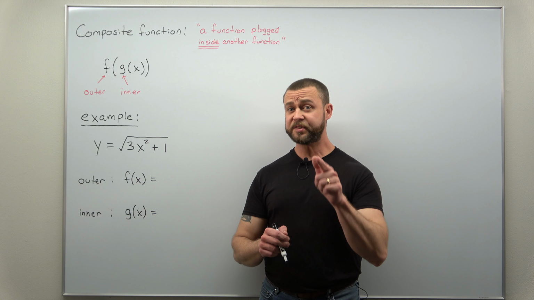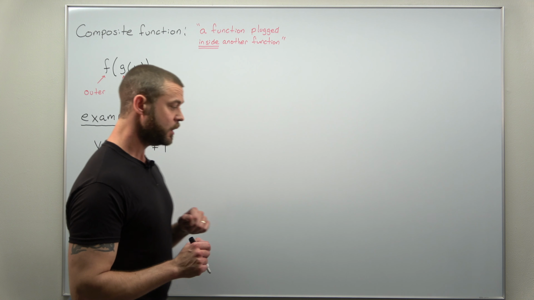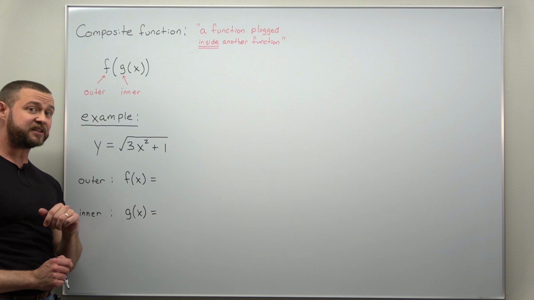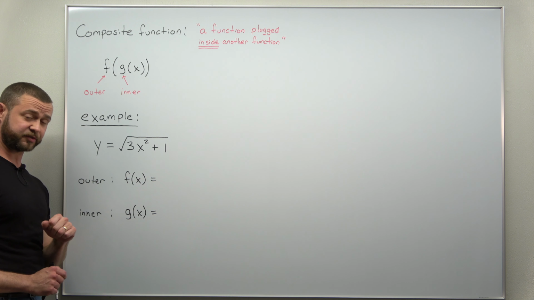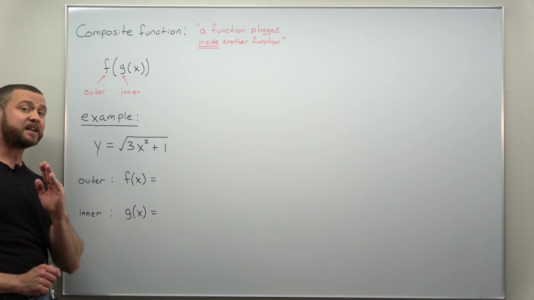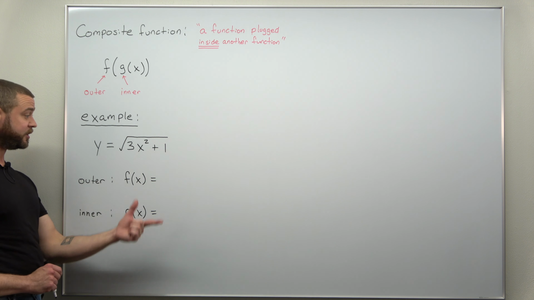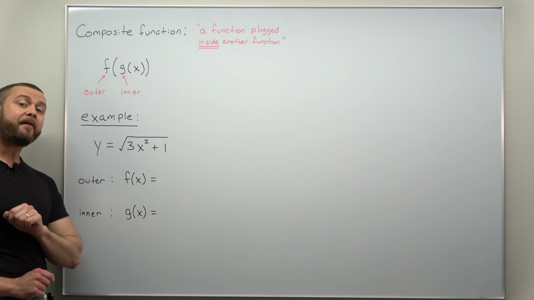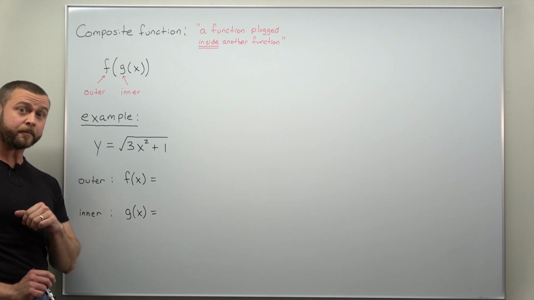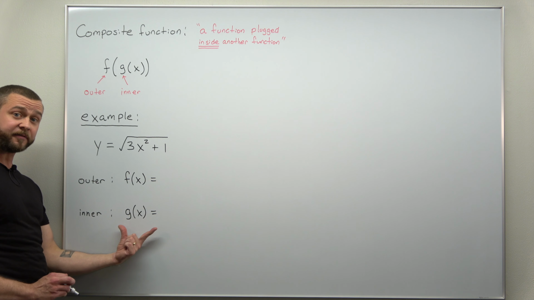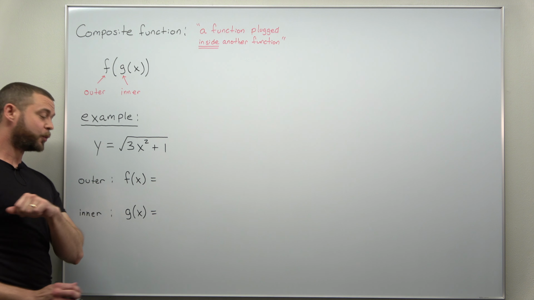Let's start with a really simple function, y equals the square root of 3x squared plus 1. And what we want to do is identify it as a composite function and write down the outer and inner functions. Now, a lot of students find it easiest to start with the inner function. And if we take a look at our function here, we have 3x squared plus 1 inside of the square root. So let's identify our inner function, g of x, as the inside, 3x squared plus 1.